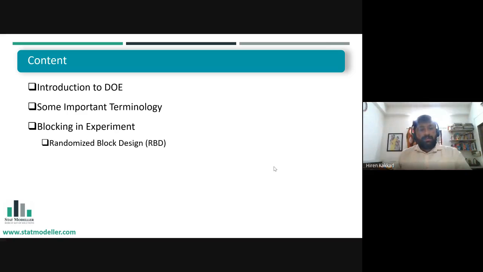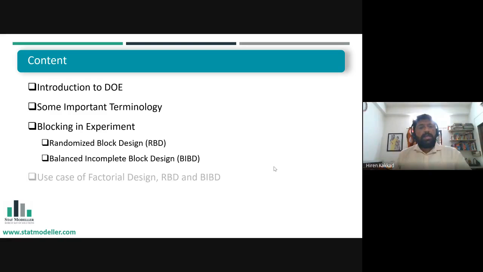Then in that we are going to see randomized block design, RBD, and balanced incomplete block design, that is BIBD. Now here I'll not be talking much on the theory part, so we'll just touch upon the intuition, like what those concepts are, and then we'll jump into the use cases, that is examples.